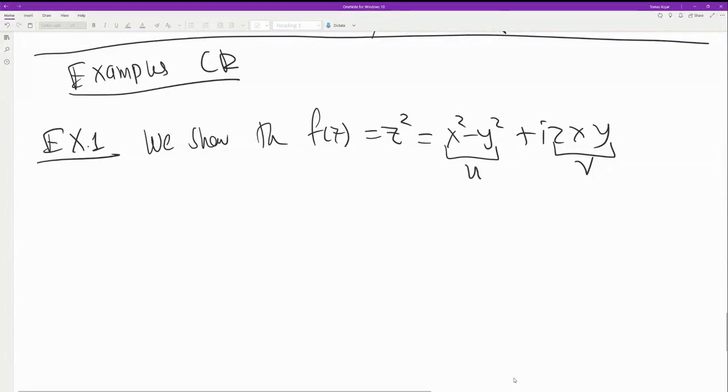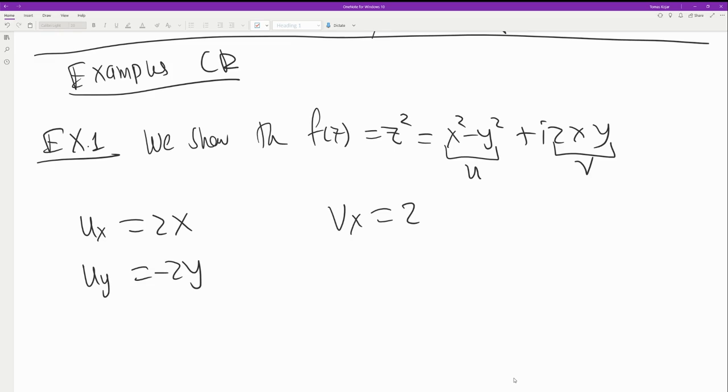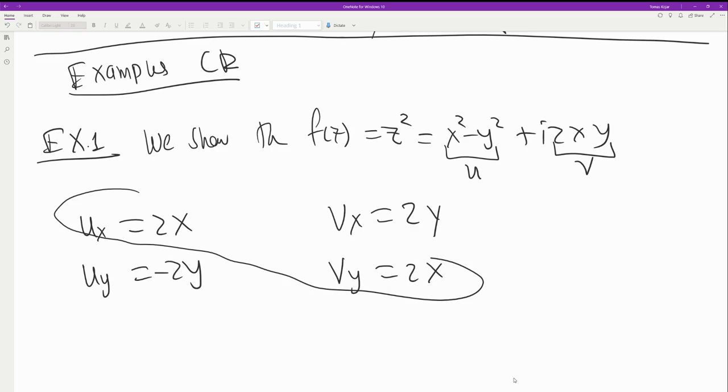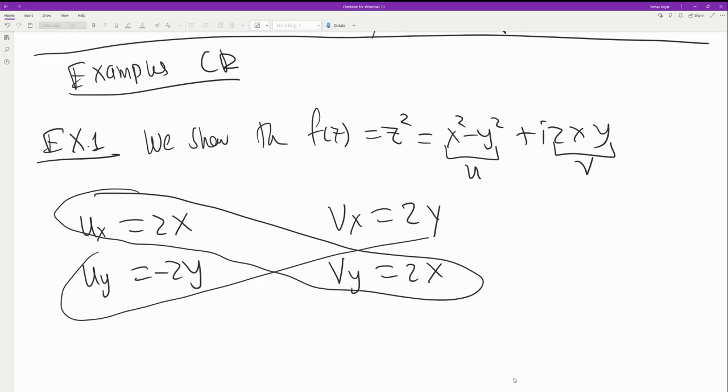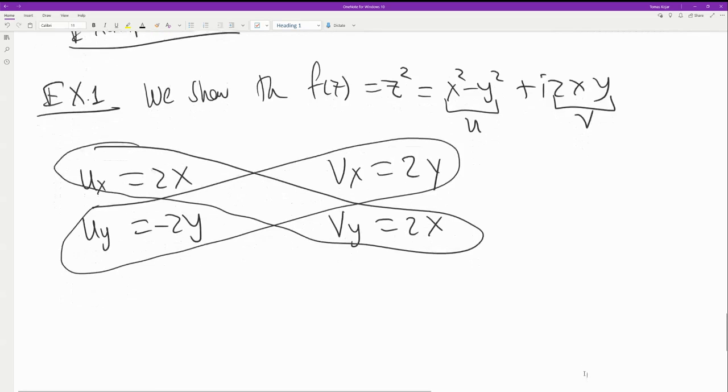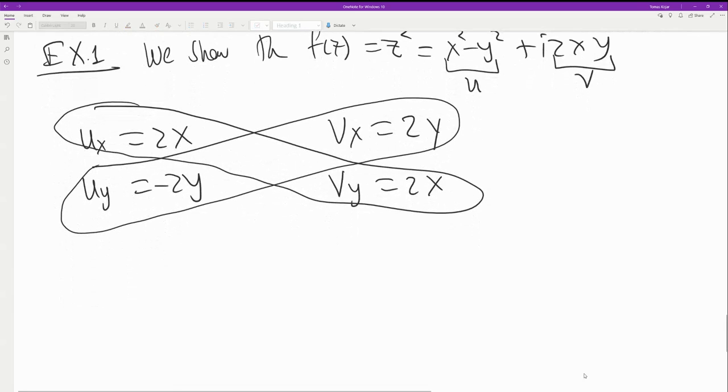Okay, so u of x is 2x, and u of y is minus 2y, v of x is 2y, and v of y is 2x. And so indeed, we get the Cauchy Riemann equations. So f satisfies CR. And the second question is find the level curves.